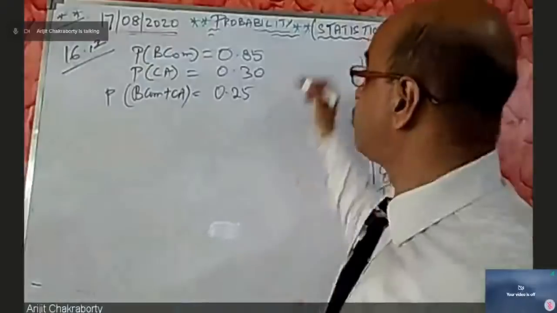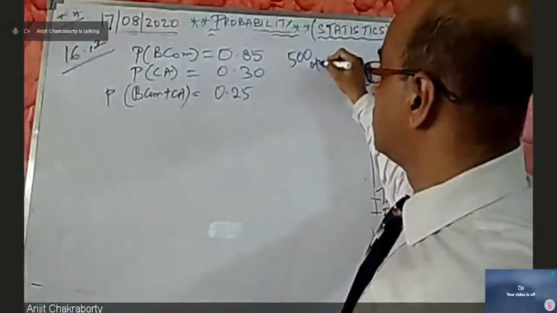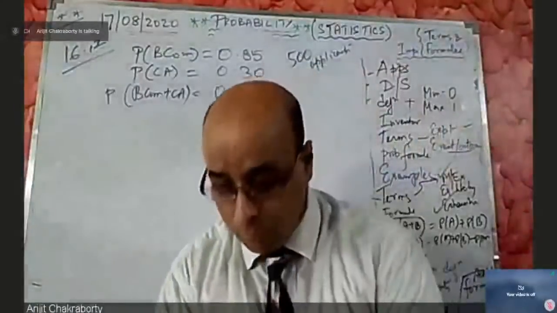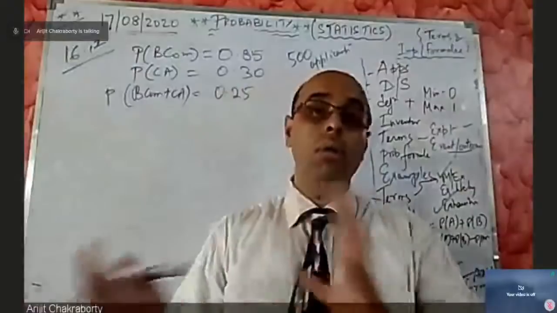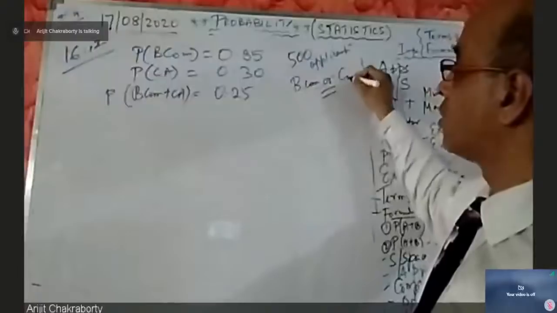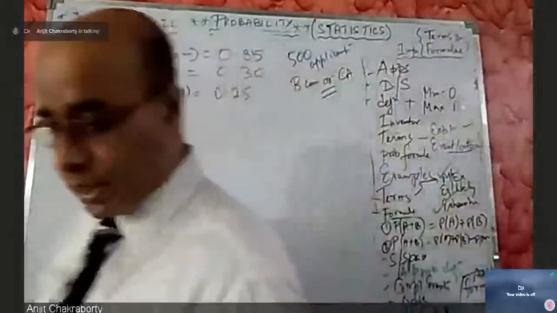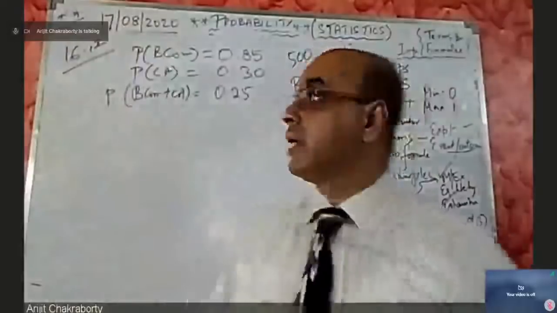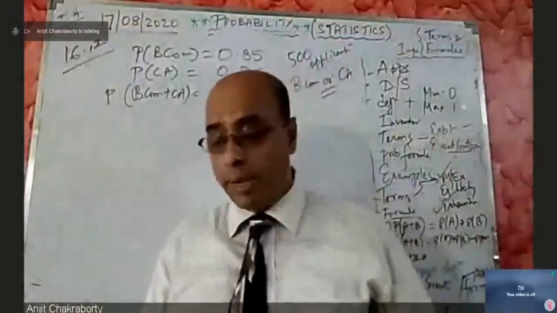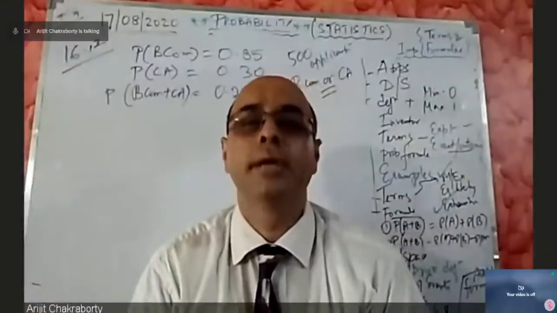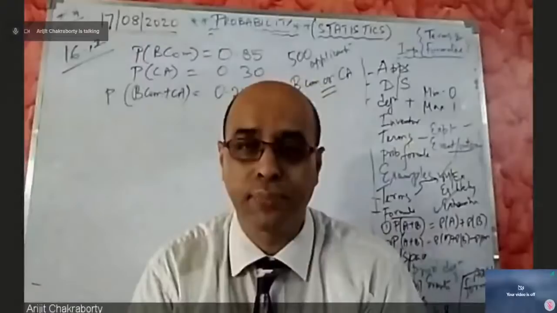Now the question is, there are 500 applicants, and you have to find out how many of them are BCom or CA. Please see the problem once again. You have P(BCom), the probability of the accountant having a BCom degree, is 0.85. So you see, my dear friends, this is another example of events which are not mutually exclusive. Why?